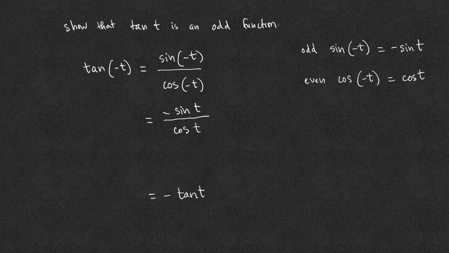But sine of t over cosine of t, by the definition, is tangent of t. And so we end up with negative tangent of t. What we did here is that we plugged in negative t into the tangent function, and we arrived at negative tangent of t. This shows that tangent of t is odd.